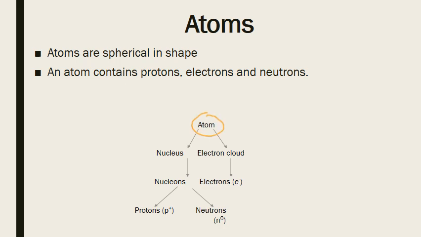and it's got a nucleus. So in the nucleus we have nucleons, which are protons and neutrons. And then we've got the electron cloud, which contains the electrons. Remember, protons are positive in charge, while neutrons are neutral and electrons are negative in charge.